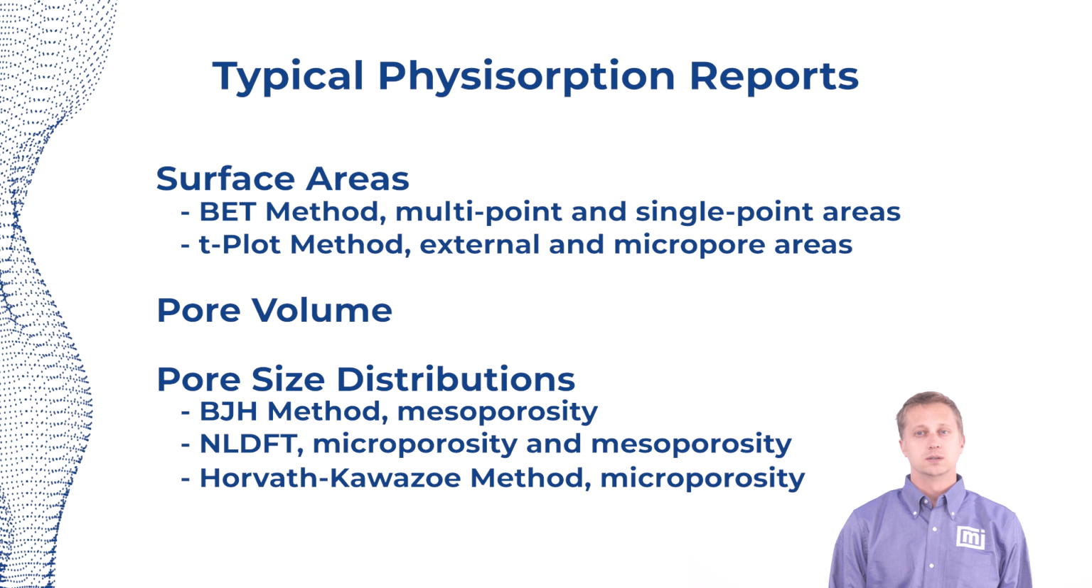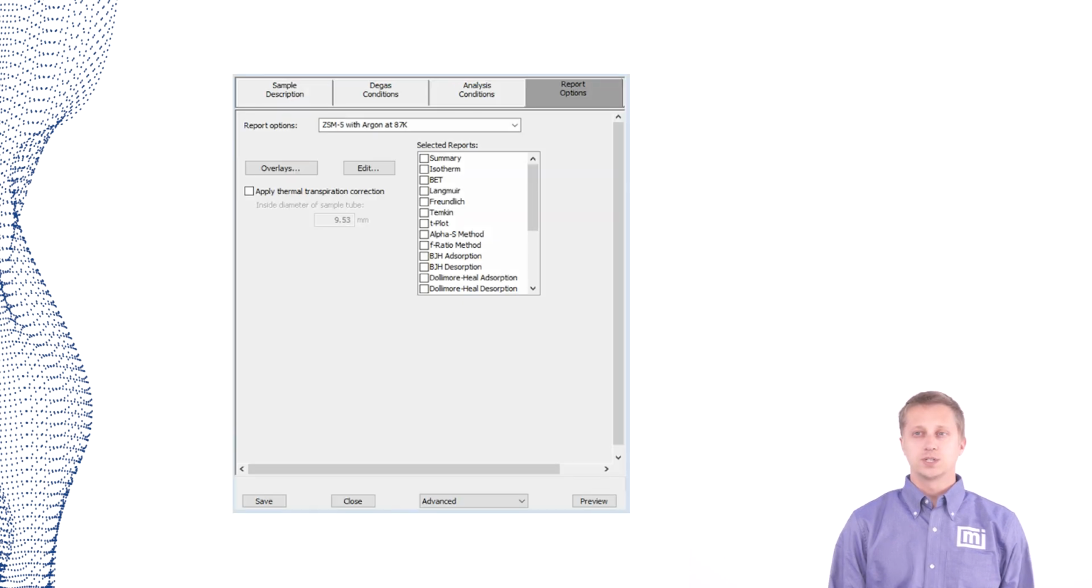Horvath-Kawazoe method is commonly used for microporous materials, and DFT is an all-encompassing technique for determining both the microporosity and mesoporosity. However, the technique is very dependent on the chosen model, which are all based on different materials. First, we're going to look at typical Physisorption reports within the software.